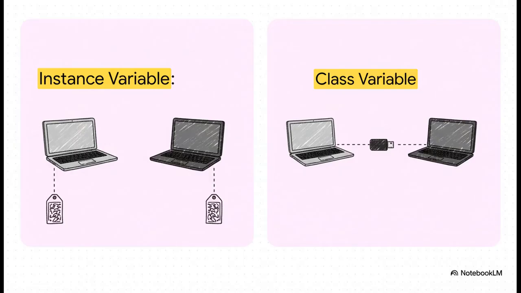And this leads to a really important distinction. An instance variable, like a serial number, is unique to each individual object. My laptop's number is different from yours. But a class variable is shared by every single object made from that class. So if we decide all our laptops will use a USB-C charger, we can set that at the class level, and every laptop object we create will automatically know it.